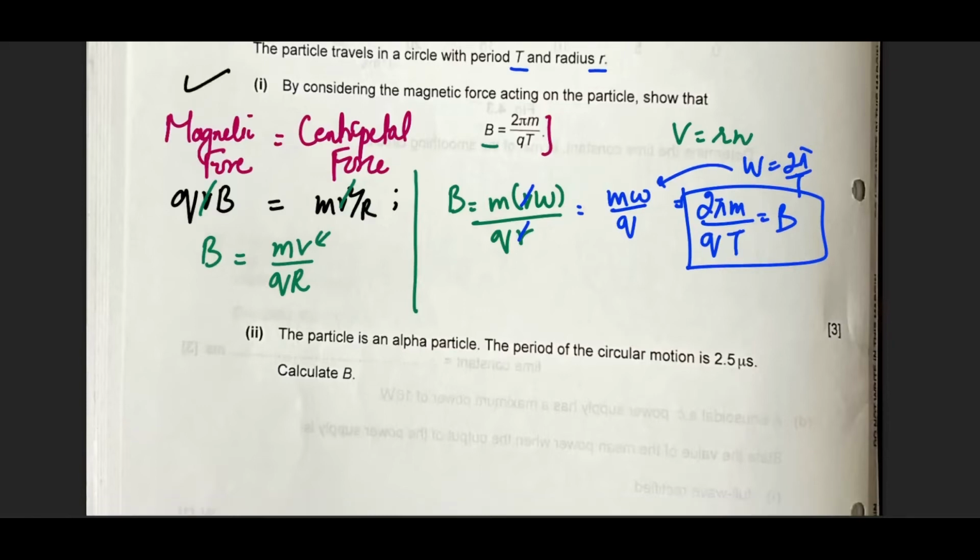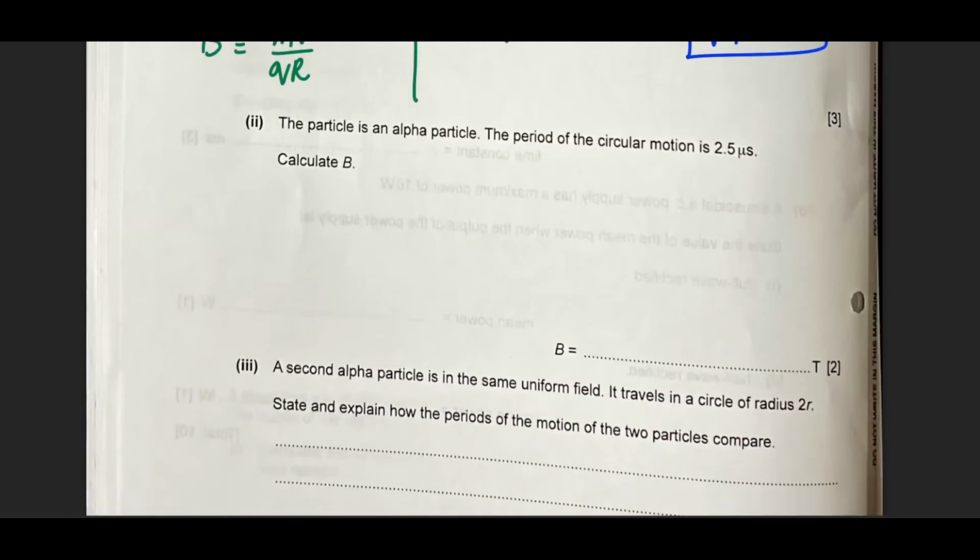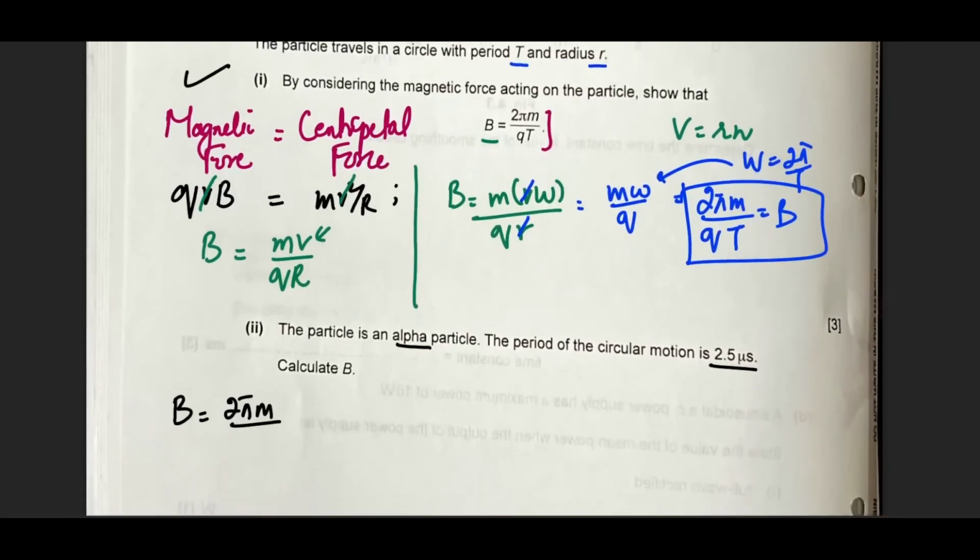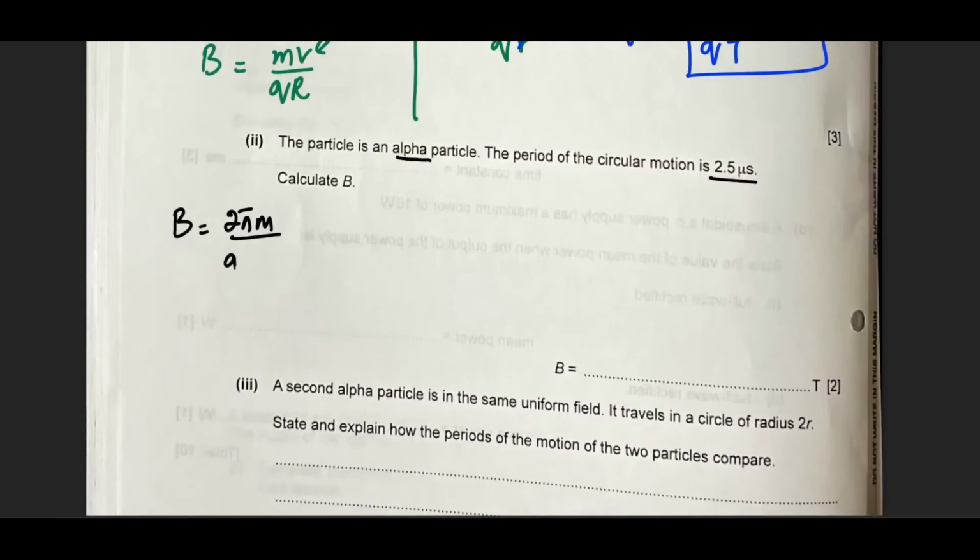Again, if you're unable to solve this, use this equation for the next part. It says for an alpha particle, time period of this, calculate B. So we're going to use this equation. B equals 2 pi m divided by qT. So 2 pi comes as it is. But how much is the mass of the alpha particle? So the alpha particle is 4,2.